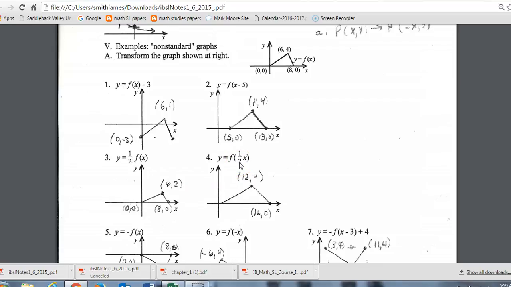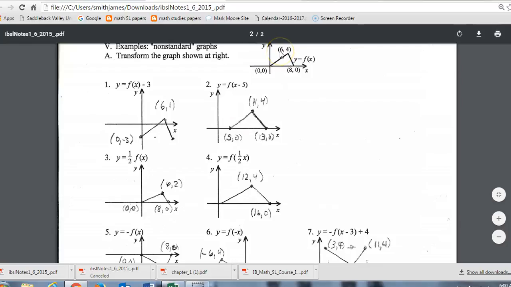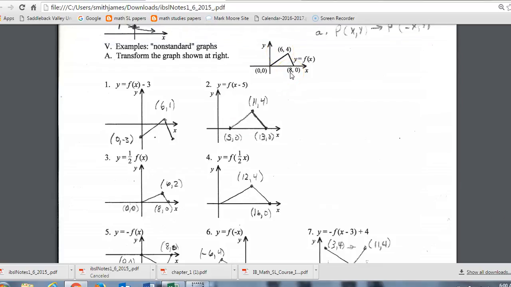This one is attached to x, so I would apply this scale factor to my x coordinates only. And remember, for the x's, you do the opposite of what you would see. So instead of multiplying them times 1 over 2, I would flip that and multiply all of my x coordinates by 2. So if I did 0 times 2, I still get 0. If I did 6 times 2, I get 12. And 8 times 2 is 16. The y coordinates don't change. So this is the new image that you would see right here.